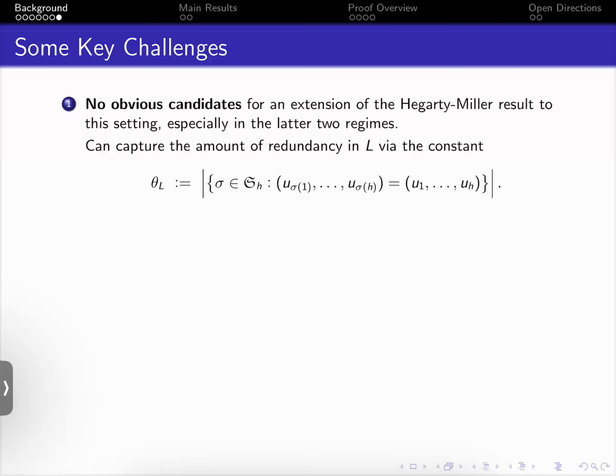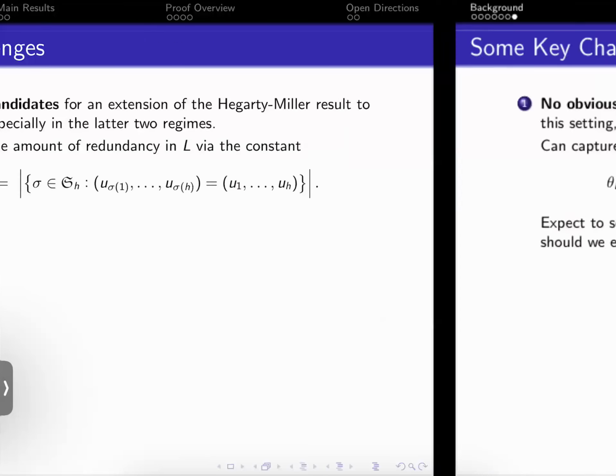So let's let theta L be the set of all sigma such that if I reorder, I get the same as U1 through UH. So this is in some sense a way of trying to capture how often I can get multiple choices giving me the same element in this L of A.